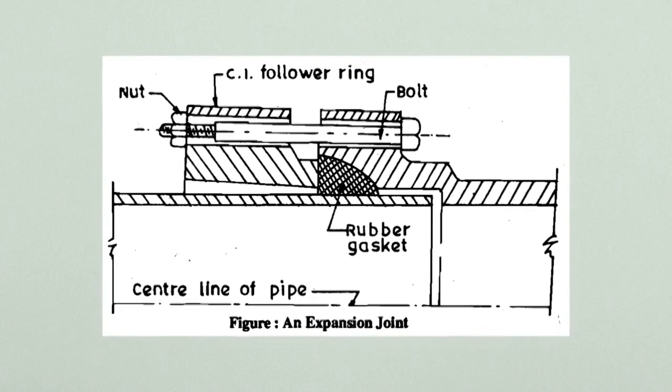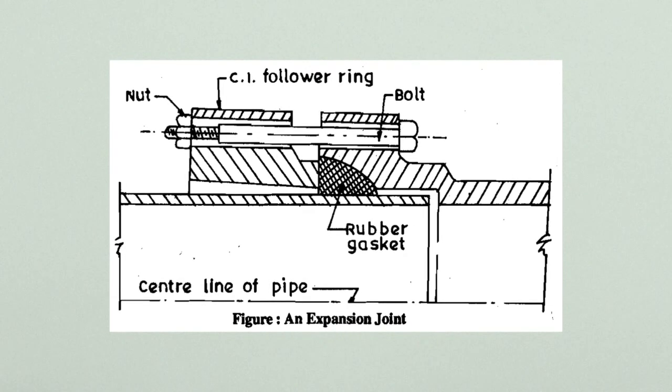As we are seeing in the picture, this is an expansion joint. In between, a rubber gasket is put, and a gap is made between these two portions, and it is tightened by the nut and bolt.